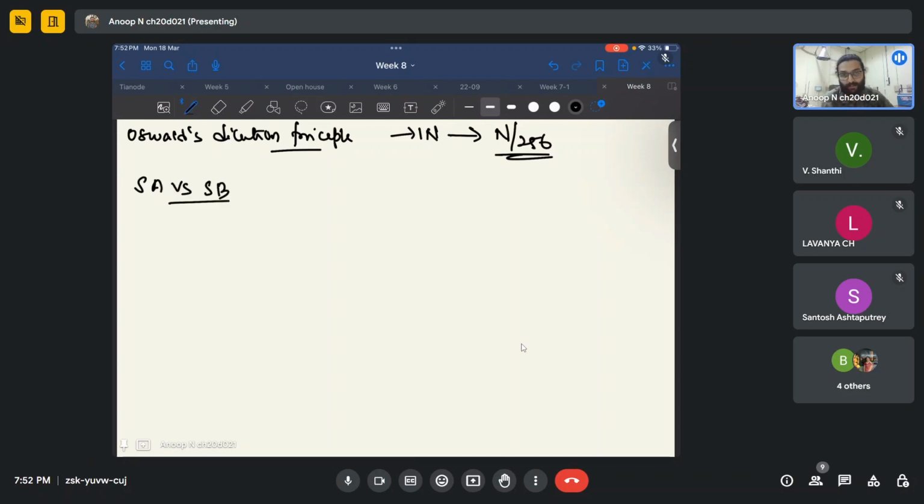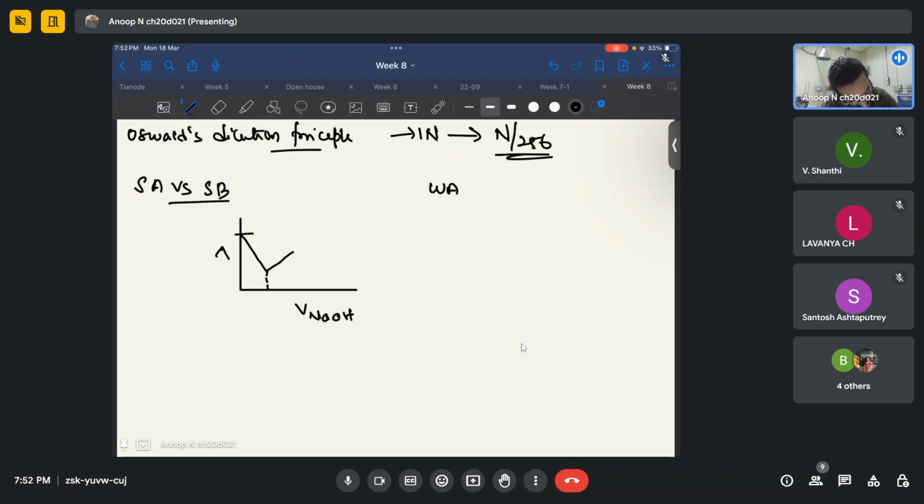Do you remember what the plot looked like? We had a plot of conductivity versus volume of NaOH. Initially it will drop because of H plus loss. Then due to the addition of NaOH after the equivalence point, it will again start increasing.